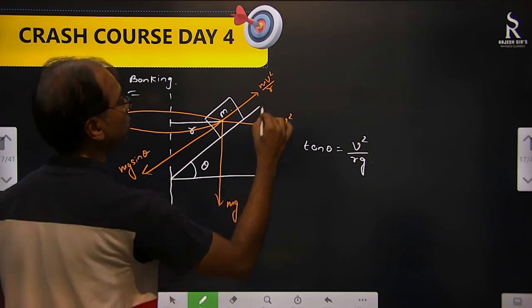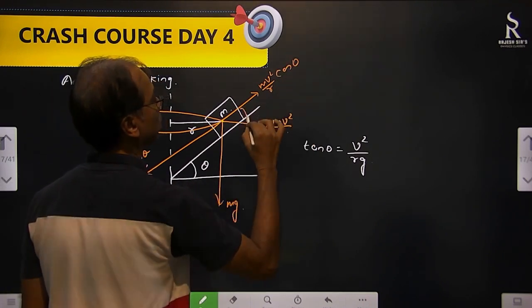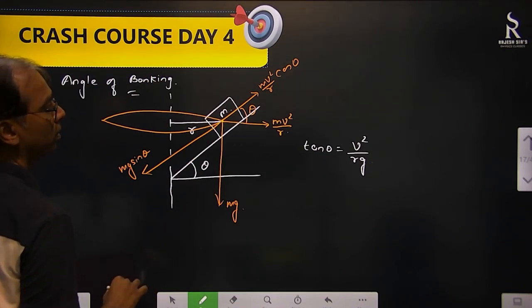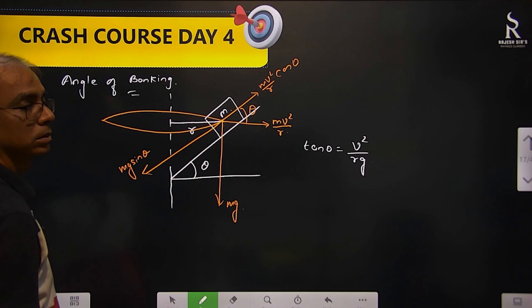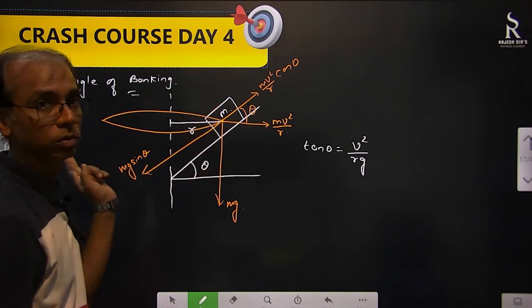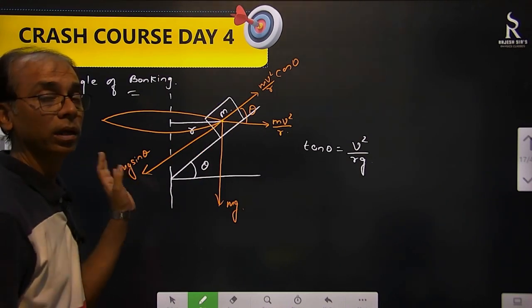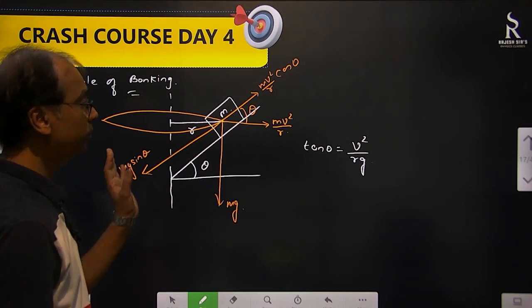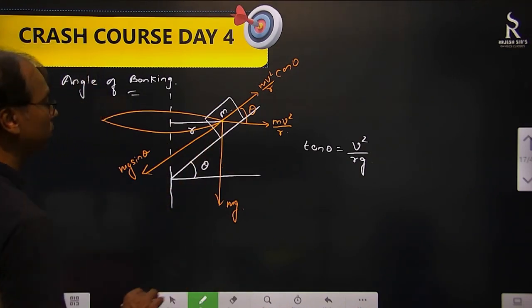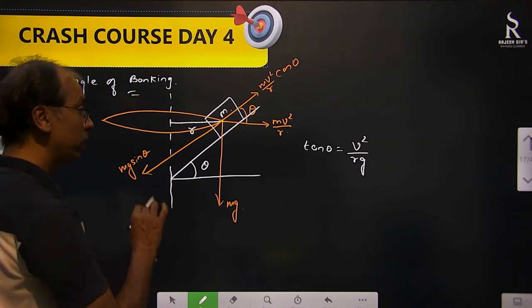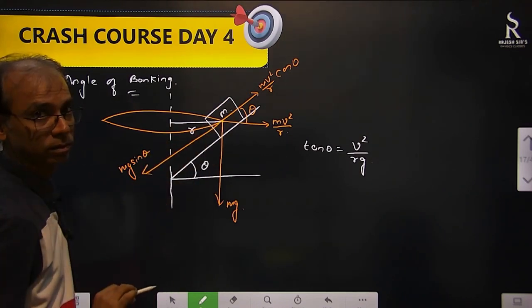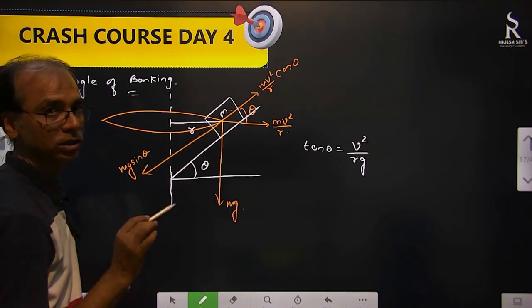What will be that component? Cos theta, because this is theta. So mv square by r cos theta like this, right? So this needs to balance it, because this should not move. Neither should it go up nor go down. No sliding. And here we don't consider friction. When we design the road, at that time we don't consider friction. Remember that always. That is the cushion we do. We try to balance the vehicle with the slope itself. Friction will be additional, so that safety is ensured.